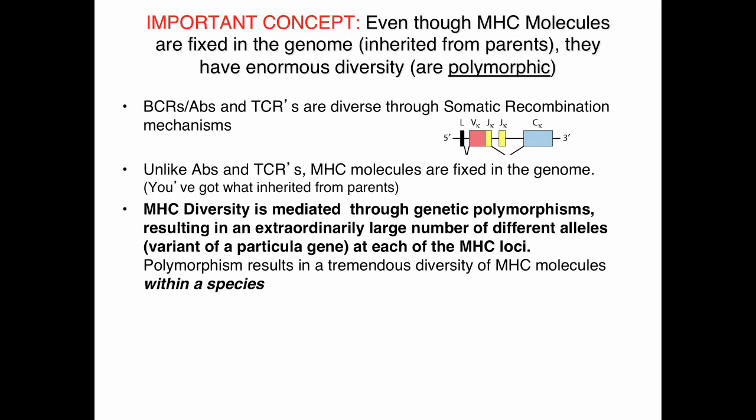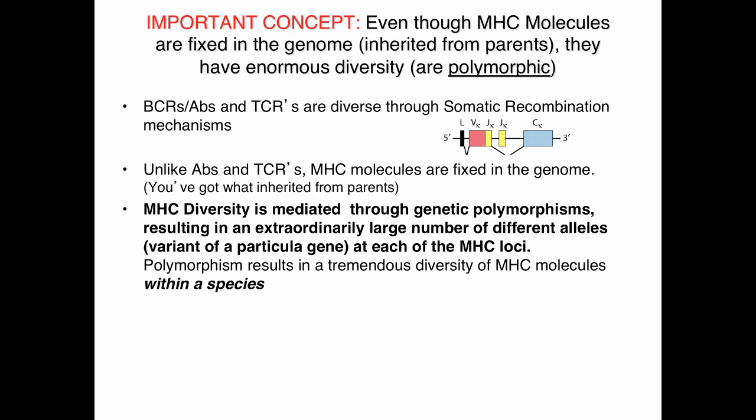And so let me just talk a little bit about the variability of these MHC molecules. So these MHC molecules, even though they're fixed in the genome, meaning that they're inherited from your parents, have enormous diversity. They're very polymorphic. So this is different than the diversity of B cell and T cell antigen receptors, which are diverse through this process of somatic recombination, or rearranging these different mini gene segments. So unlike antibodies or B cell receptors or T cell receptors, MHC molecules are fixed. You get what you get from the genes that you got from your parents.